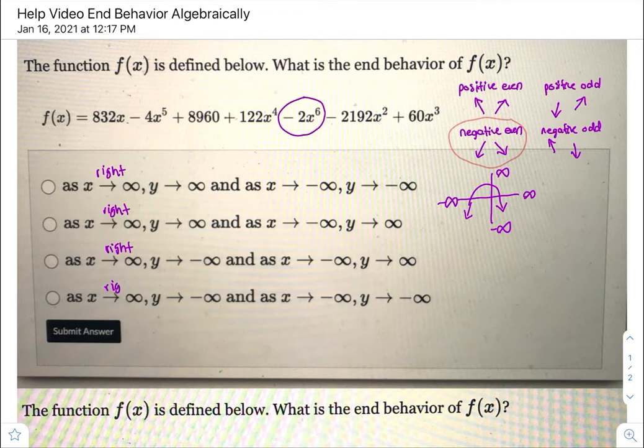Well, let's take a look. If you were to put your mark here, as you move along to the right, notice y, or f of x, you approach negative infinity. As you move along the right, as x approaches infinity, f of x is approaching negative infinity. So that means it can't be either of these two, it has to be one of these two. It can't be the first two, it has to be two of the bottom choices.